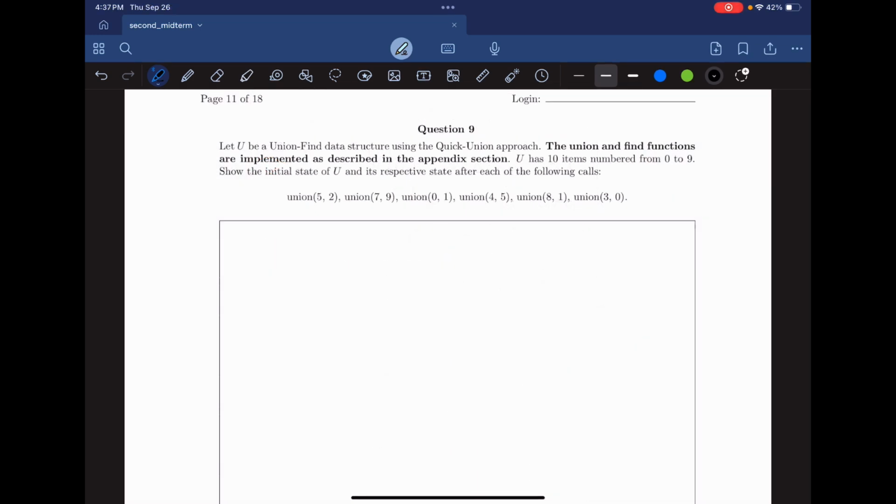Hello everyone, today we're looking at question 9. Question 9 talks about union-find data structures. Before we talk about the question, let's talk a little bit about what union-find data structures are. Union-find data structures allow us to connect different individual objects together.